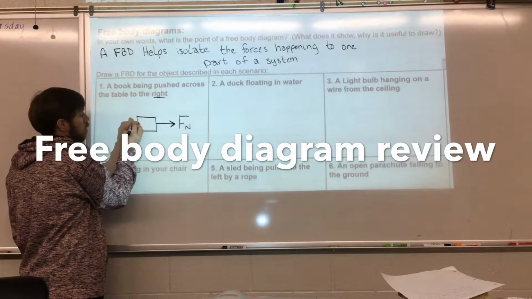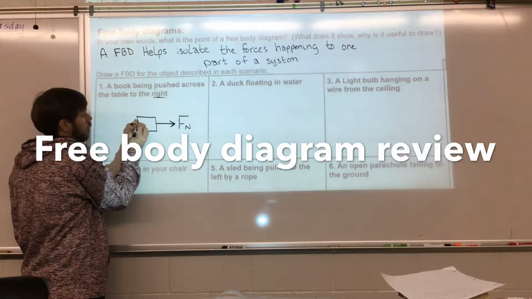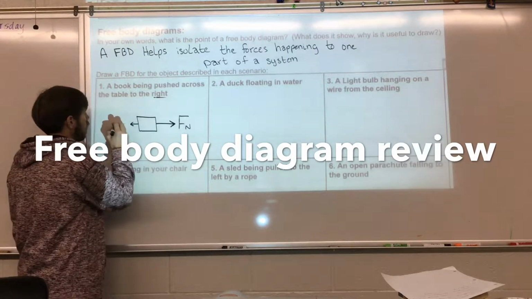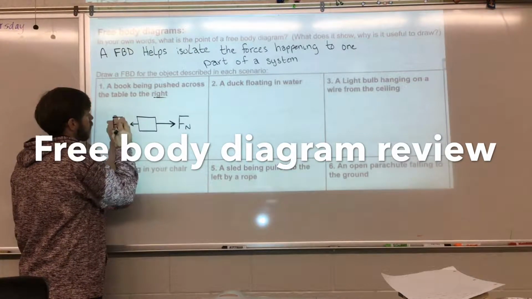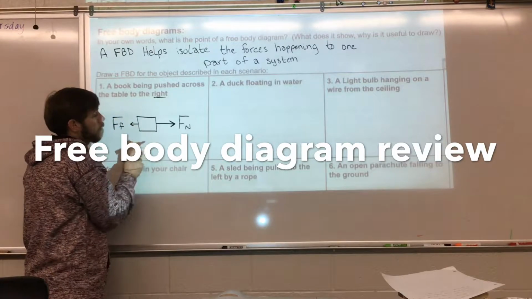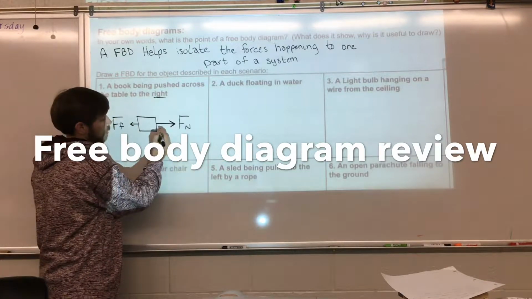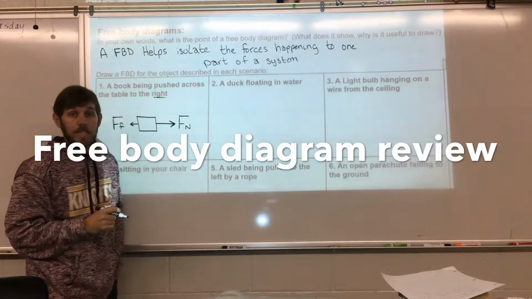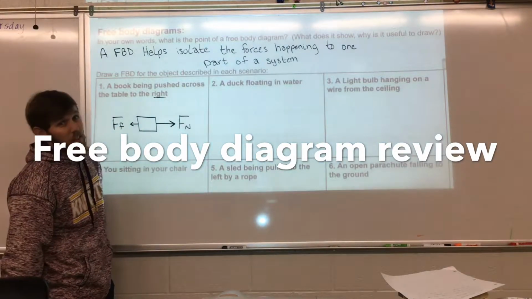So if we're pushing against the table, there's definitely going to be some friction because there are 2 objects rubbing on each other. So there's going to be the force friction, but it'll be smaller because we know it's moving to the right. So the force that it's being pushed with is greater than the force that is resisting it. So it's greater than that force normal.